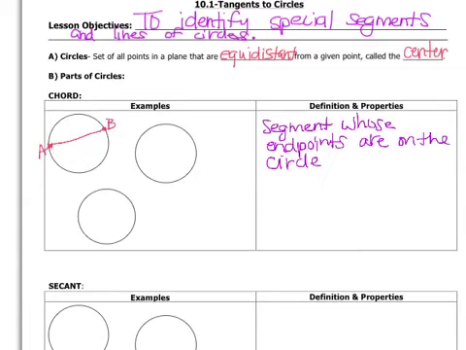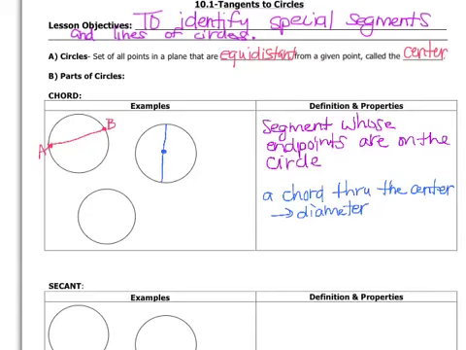A special type of chord that goes through the center is called the diameter. So if here's the center of our circle, a chord going through that is our diameter. We know from working with spheres that half the diameter is our radius. And then that center point we label usually as C.